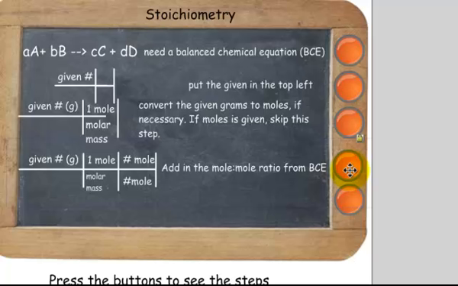The next step, once you are at moles, is to compare moles in the mole-to-mole ratio. Remember, these number signs represent coefficients in the balanced chemical equation. The only two substances you care about are the given and the one you're heading towards. Everything else in the balanced chemical equation you can ignore.